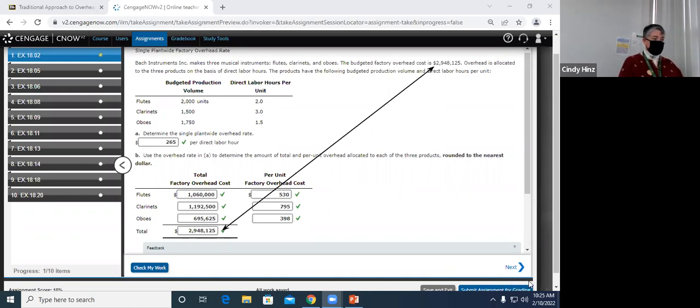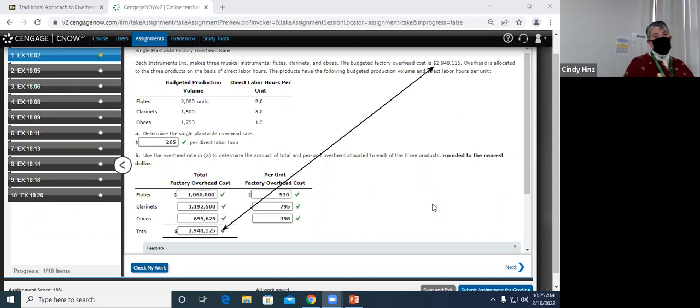So the 2000 times the two. And then I multiplied that by the 265 to get the 1,060,000. Yeah, you could have done that. Then I just multiplied the unit price by 265 to get the other column. But if you wanted to take total overhead, so you get that 1,060,000 and then divide it by the per unit, that's another way of doing it.